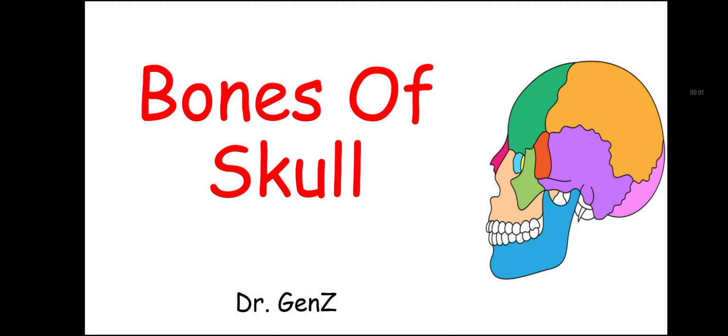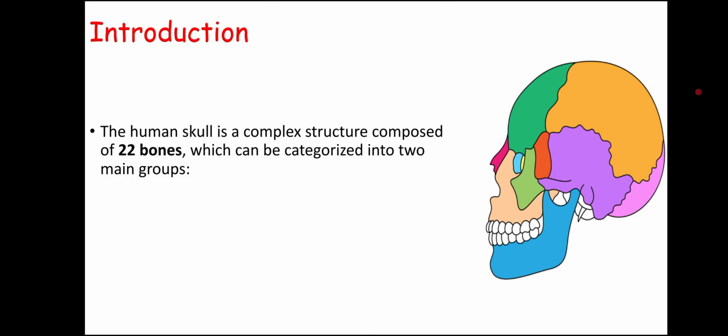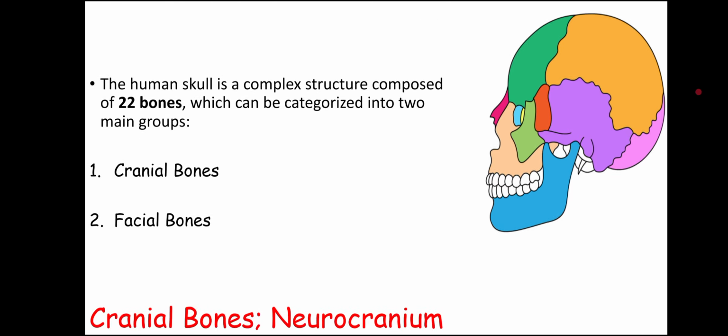Today we are going to talk about bones of skull. We will start our topic with introduction. The human skull is a complex structure composed of 22 bones which can be categorized into two main groups. The first group are the cranial bones and the second group are facial bones. So we can say that the human skull is made up of 22 bones that are cranial bones and facial bones.